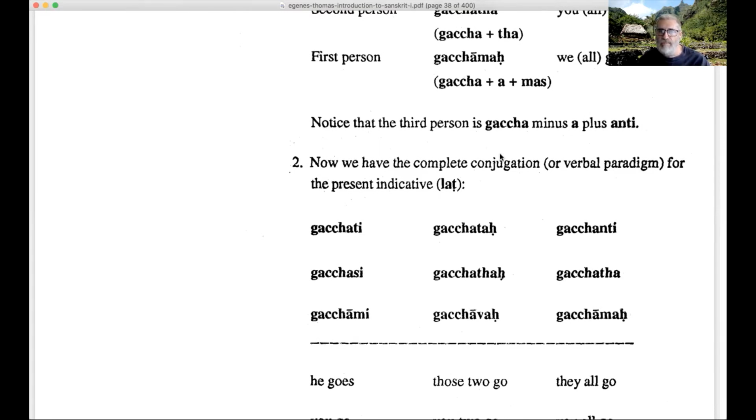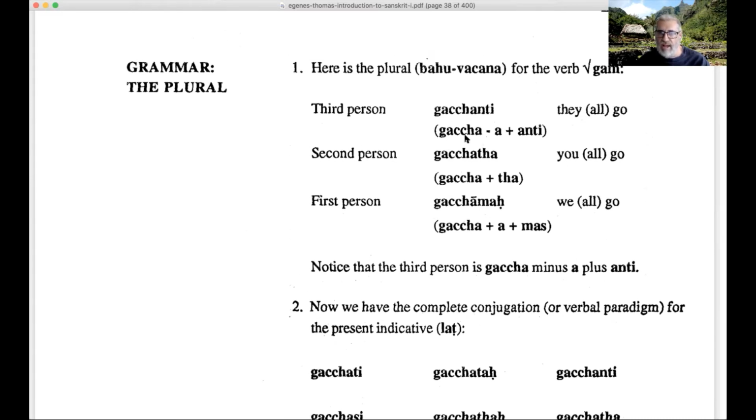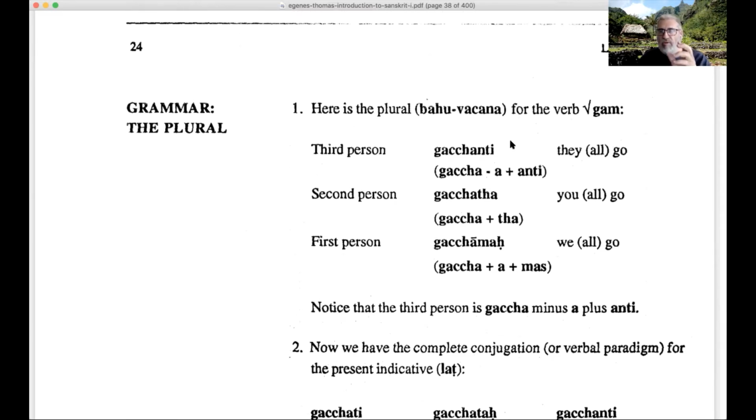Notice that the third person is gacha minus a plus anti, right? It says here, gacha minus a plus anti. That's the way he has said to understand it. The root of the verb is gam. The stem of the verb, to which we add the endings, is gacha. But in this case, we add anti, but before we add anti, we have to take off one of these a's and just make it gach and then add anti. Otherwise, if we have that a in gacha and we add anti, by sandhi it will become a long a, and we don't want that. We only want gachanti. We don't want gachaanti. Okay, so it's gachanti.